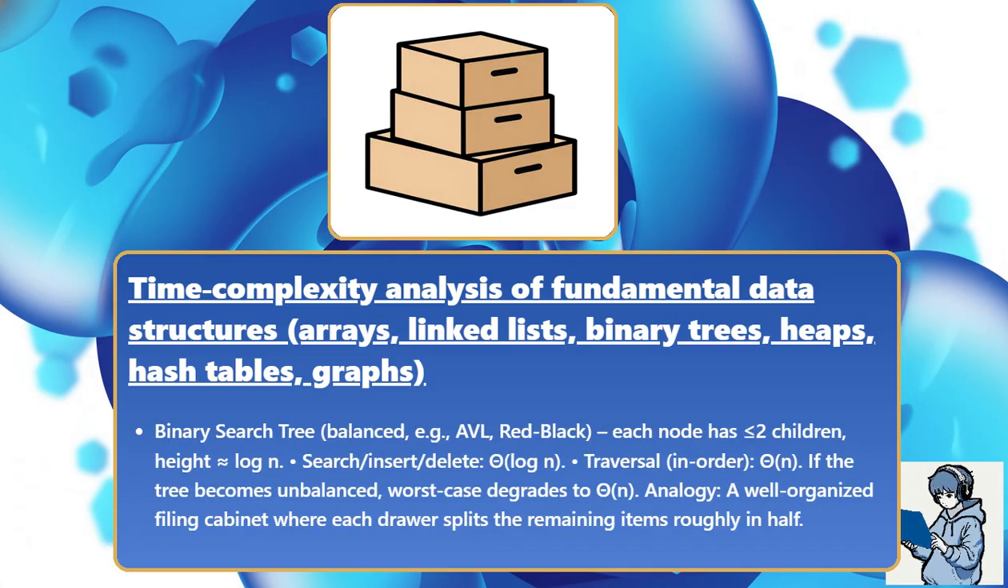Binary search tree, balanced, e.g. AVL or red-black: each node has at most 2 children, and height is approximately log n. Search, insert, and delete are Θ(log n). In-order traversal is Θ(n). If the tree becomes unbalanced, the worst case degrades to Θ(n). Analogy: a well-organized filing cabinet where each drawer splits the remaining items roughly in half.